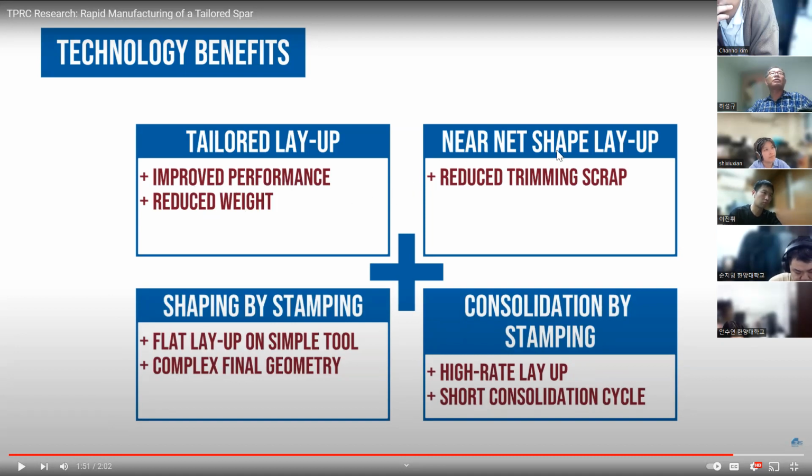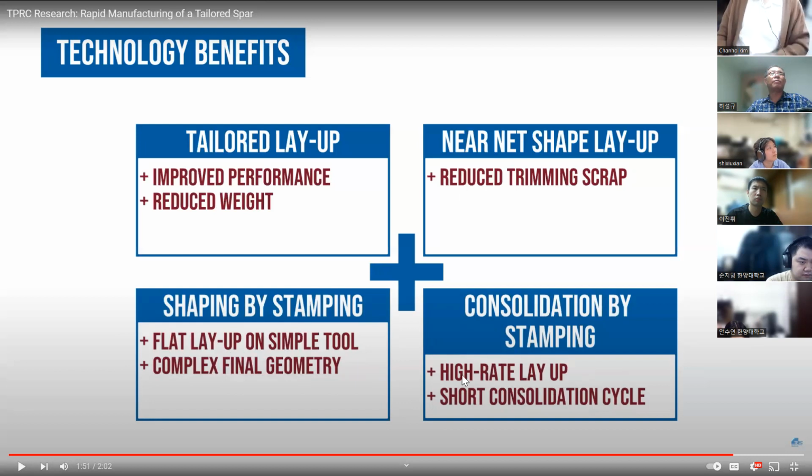And then near net shape layer reduces the trimming scrap. Scrap means that a certain edge part has to be cut off, but that scrap can be reduced. And shaping by stamping, always a flat layer on a simple tool, so you can lay up using the automatic tape layering machine. And then finally, you can have a very complex final geometry and consolidate by stamping, at high rate.